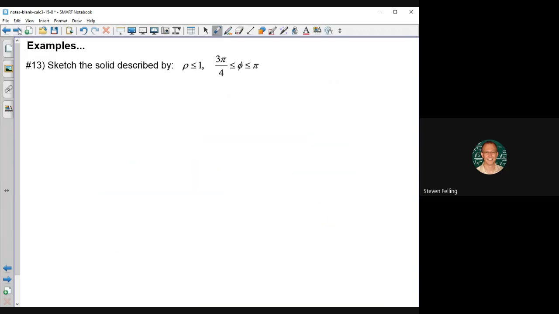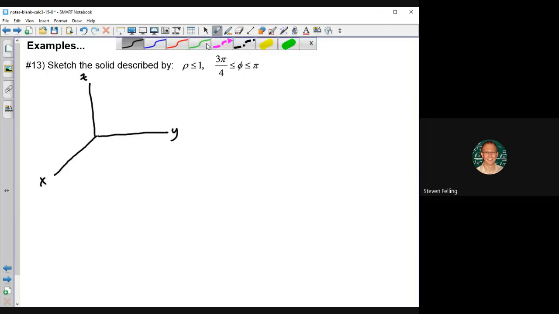Okay, sketch a solid that's described by rho is less than or equal to 1 and phi remains between 3 pi over 4 and pi. All right, so let's grab a rectangular coordinate system here, x, y, z. We'll do the rho last. They're not specifying theta, so that means we can go all the way around in the theta direction, but we're supposed to start and stop at certain places for phi. So we start at 3 pi over 4 and we end at pi.